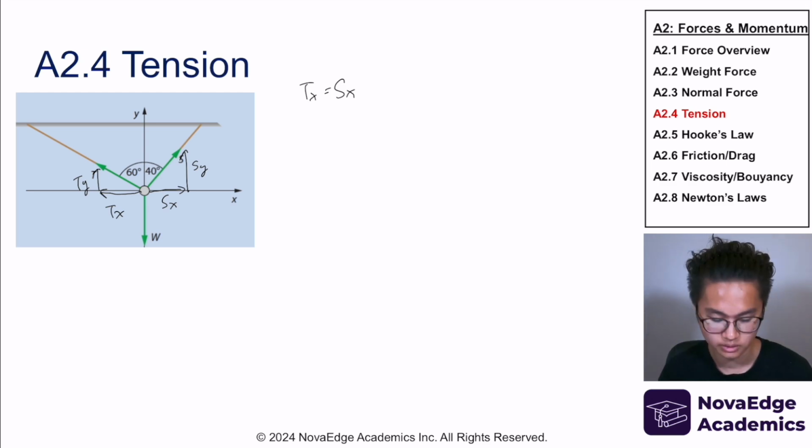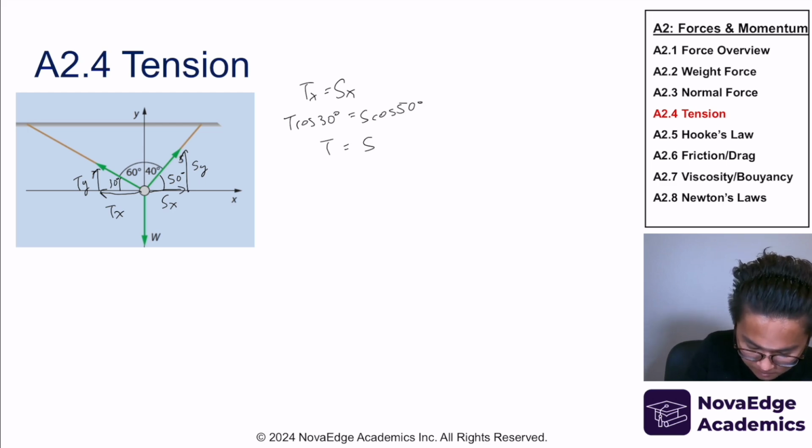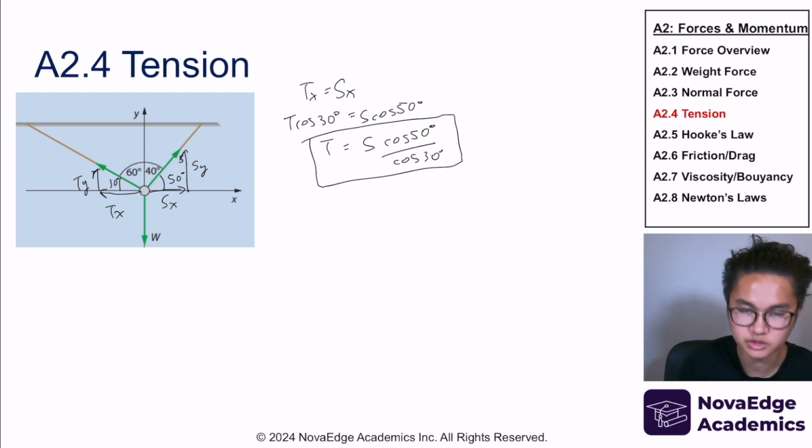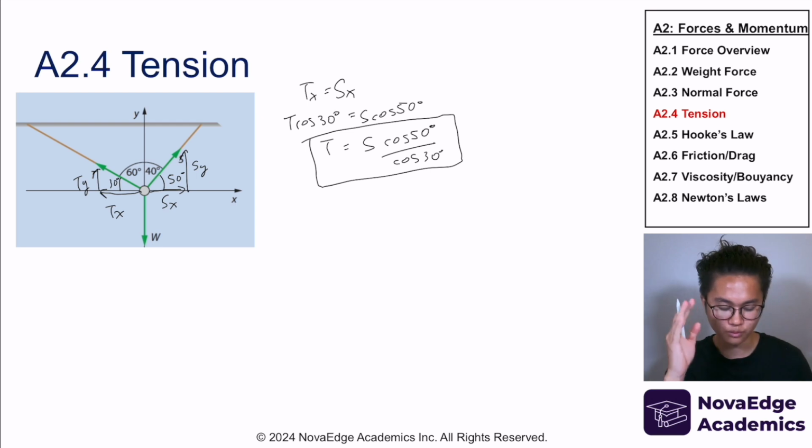Sx, right? Very important. So here I know that this is 50 degrees and 30 degrees. So this means that T cosine 30 is equal to S cosine 50. I'm just going to isolate T. So now we have an expression of T in terms of S. This becomes important in the next section. So let's do the y-axis now.